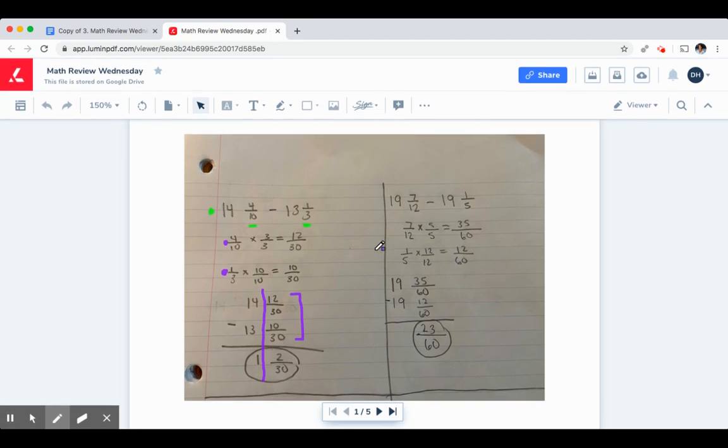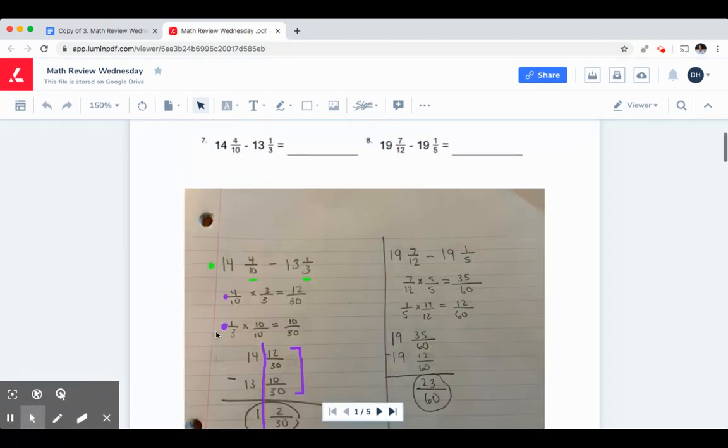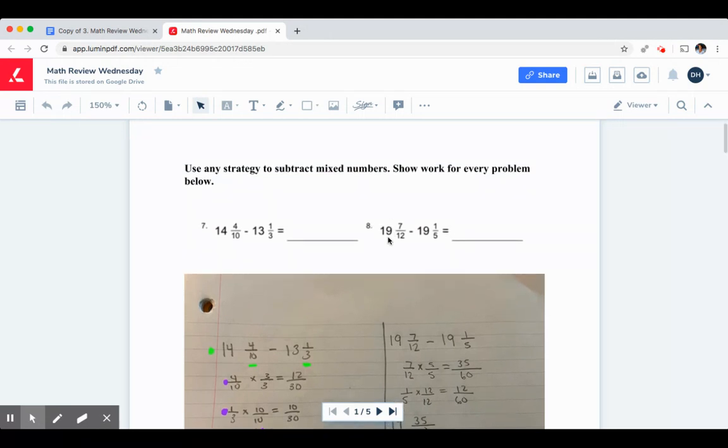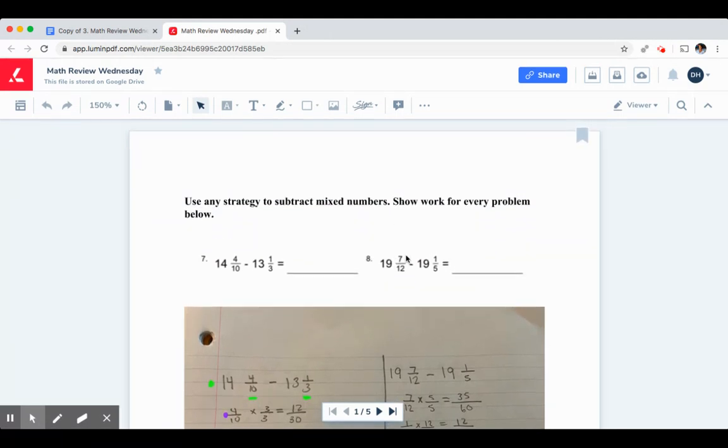Now I want you to double check your work for number 2 before we discuss it together. 19 and 7/12 minus 19 and 1/5. Go back to your work and double check using the strategy that we just talked about, and then come back to the video to see if you're doing it correctly. Pause the video here to do that now.